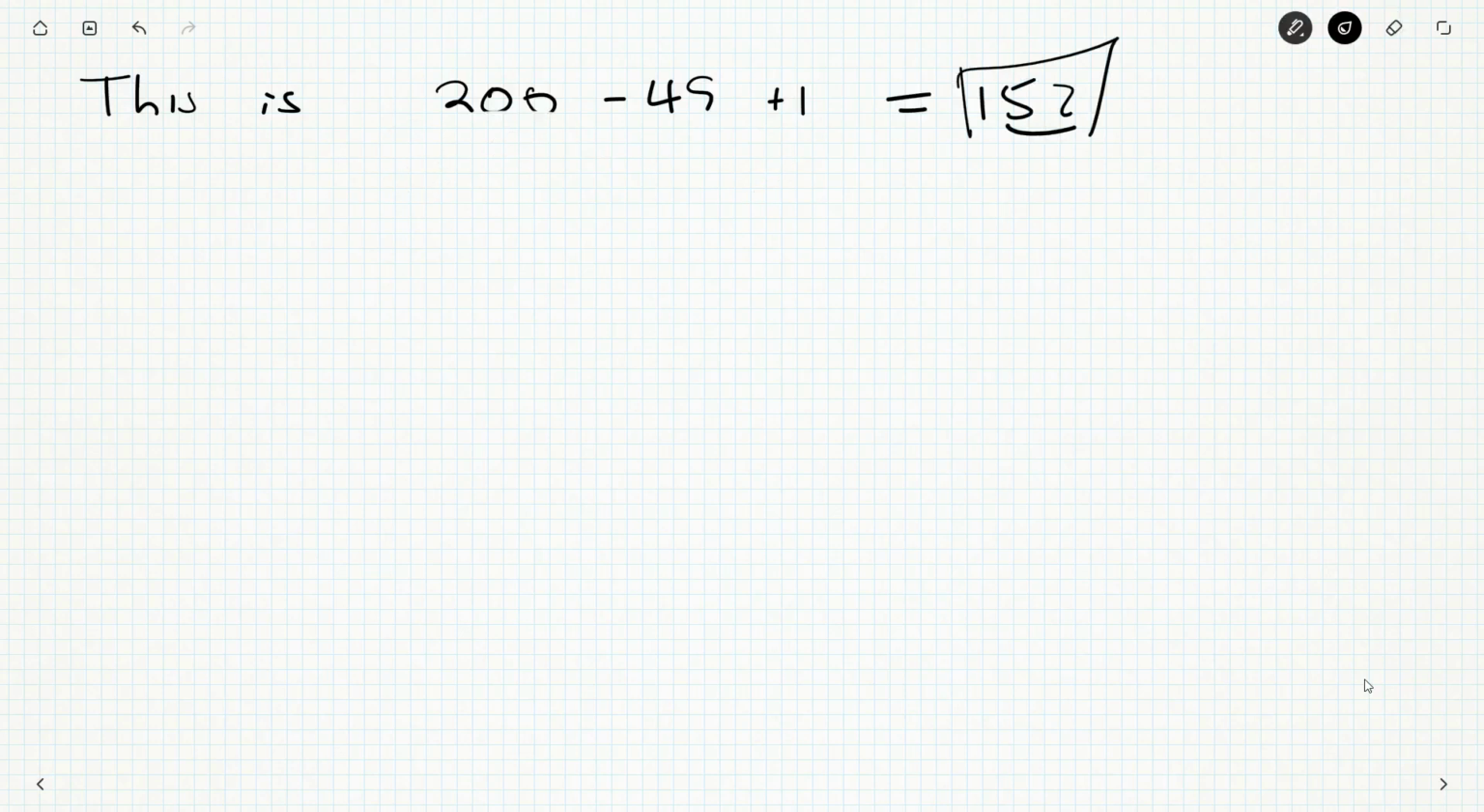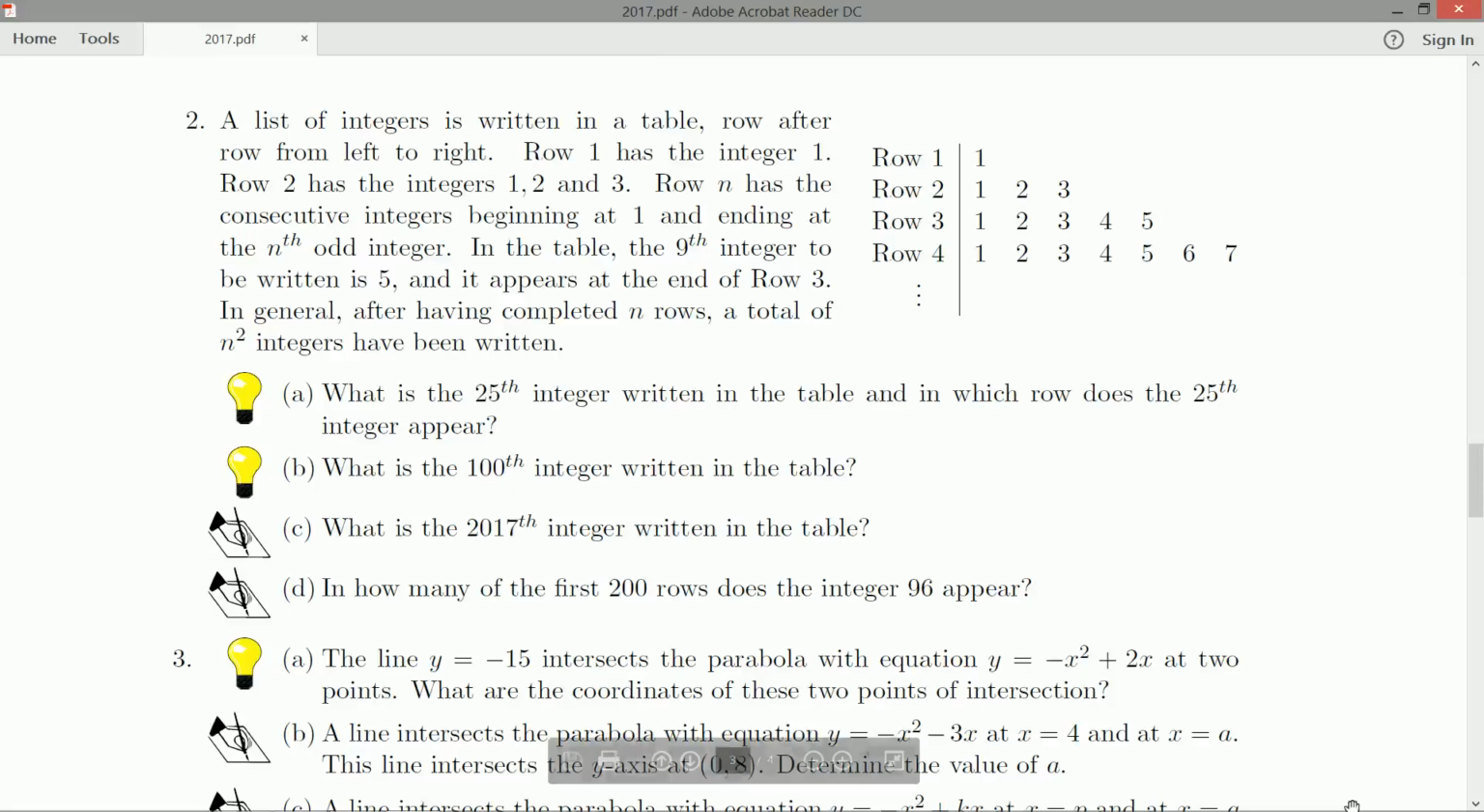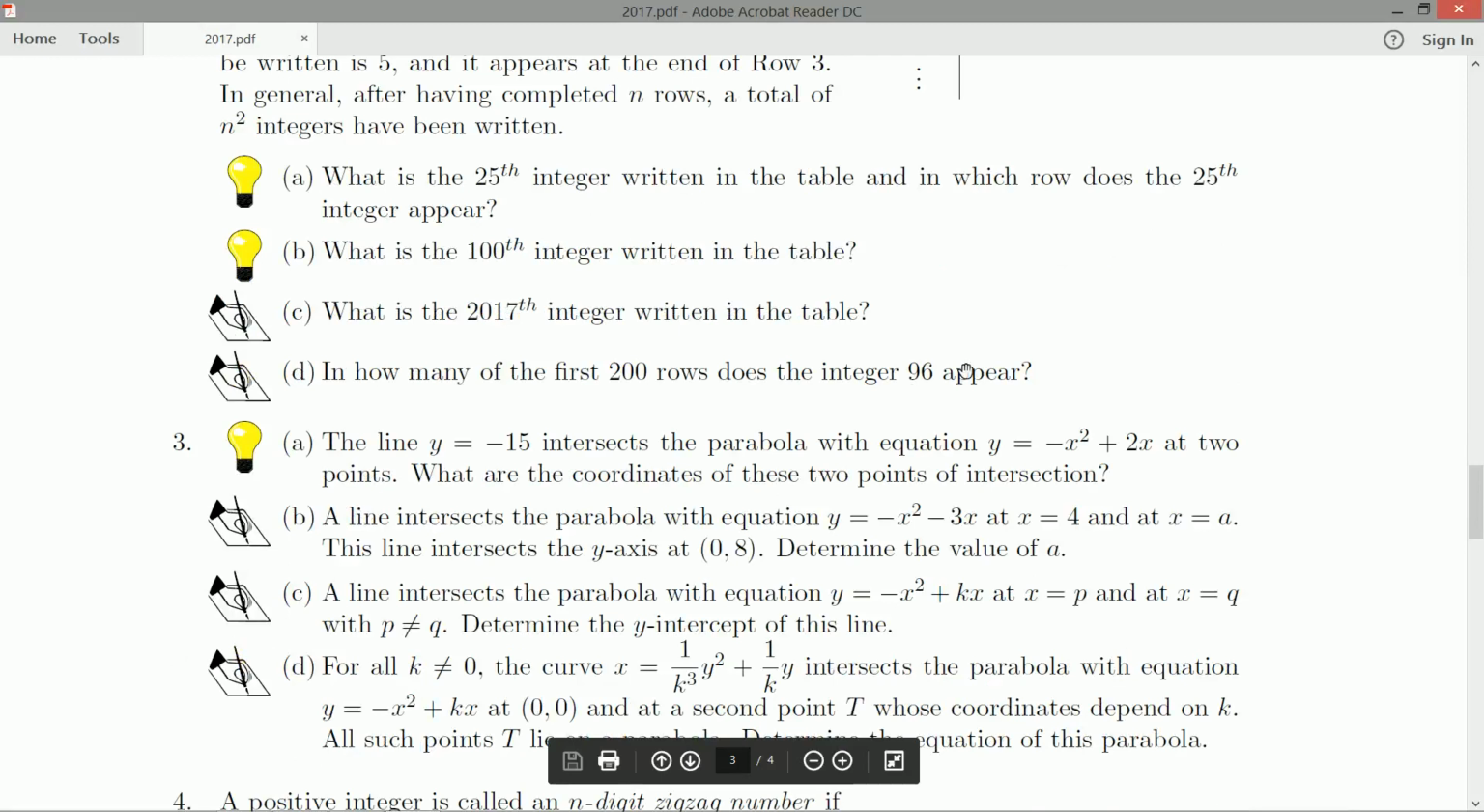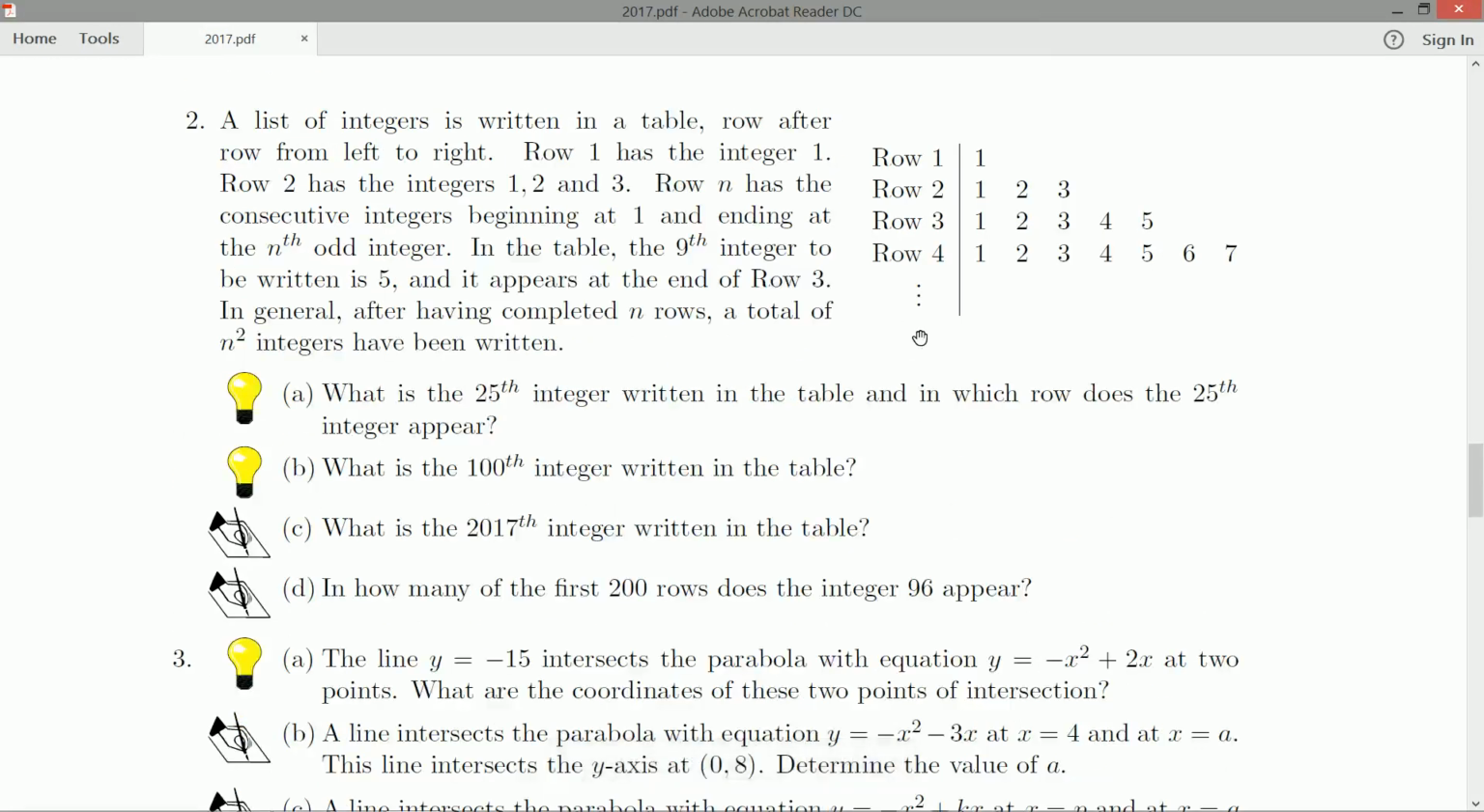And maybe we'll put a little therefore statement. 96 appears in 152 rows. And that is what we were asked for, right? In how many of the first 200 rows does the integer 96 appear? There you go, 152. Not a bad question.